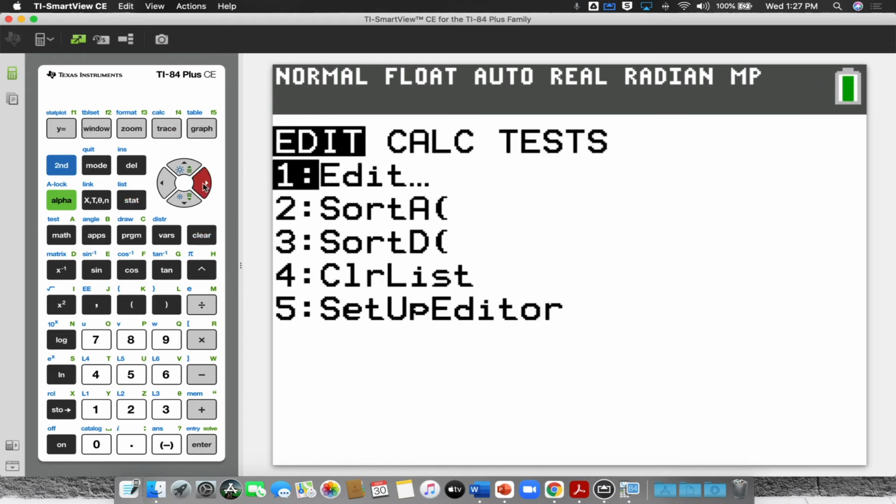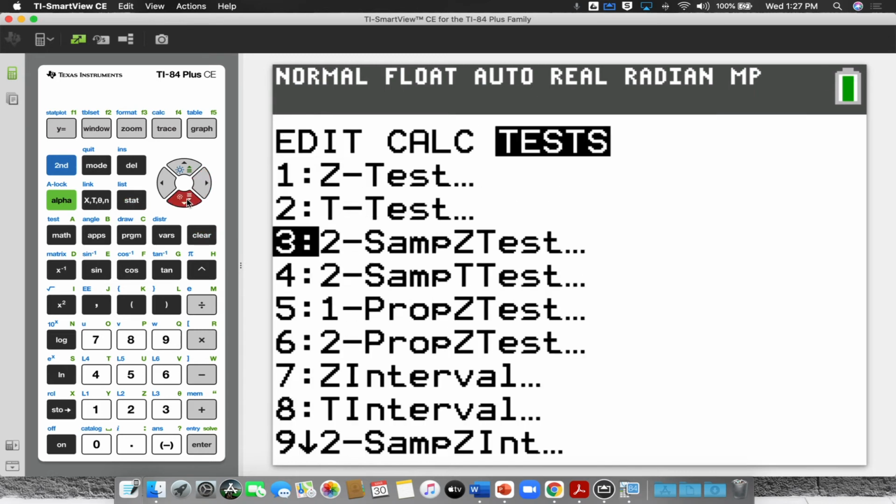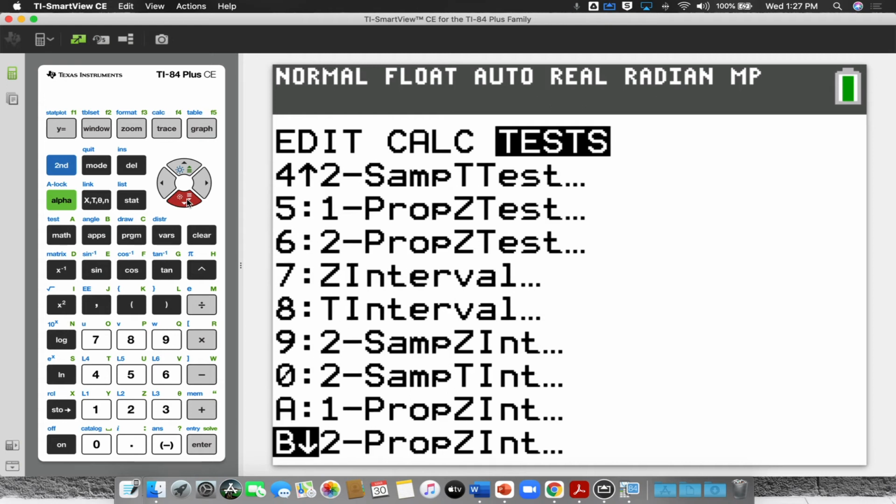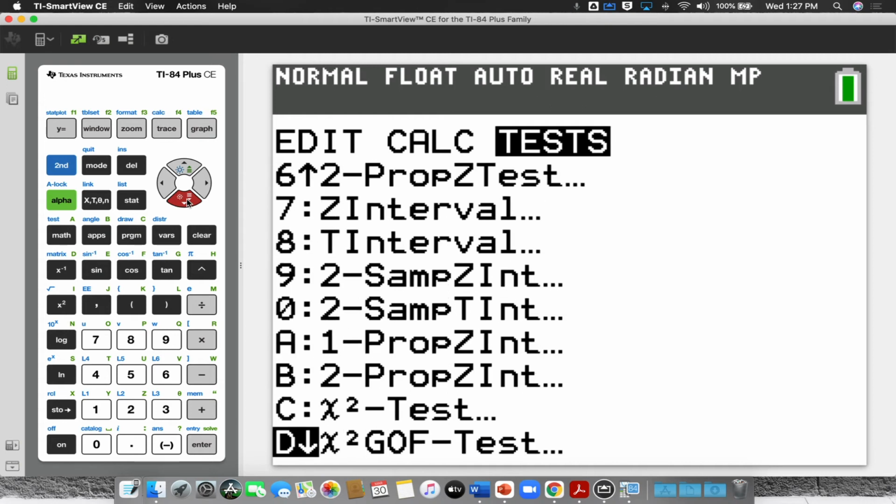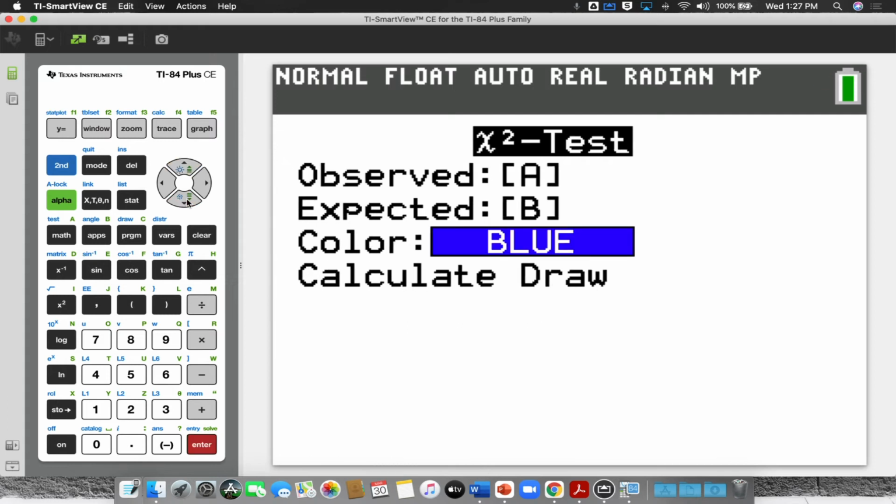If we go to stat test, there's 2 chi-square tests. There's one that says GOF and there's one that doesn't say GOF. The GOF yesterday we used, right? We're not going to use that one today because this is not a goodness of fit test. We're going to use the one right above it, okay? But you notice for the observed and the expected, it doesn't say L1 and L2 because L1 and L2 are not for two-way tables.